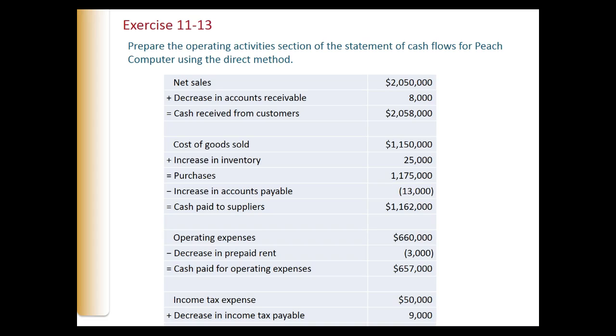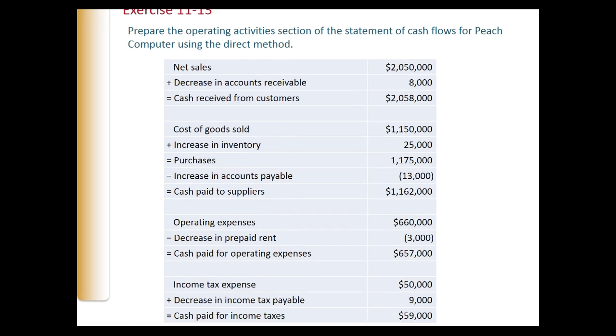Our operating expenses of $660, we're going to subtract the decrease in prepaid rent, because as our prepaid rent goes down, that means that we have used up that rent expense without having cash. Our cash paid for operating expenses would be our operating expenses minus that decrease in prepaid rent. Then we've got our income tax expense of $50,000, and we add to it that decrease in income taxes payable.